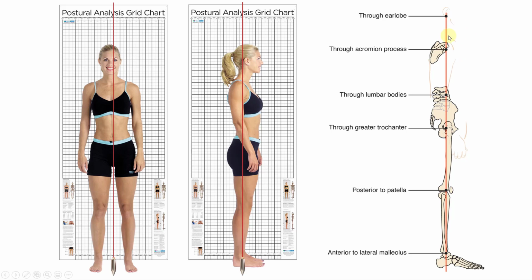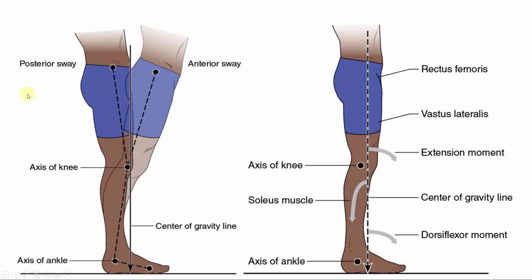And this is the ideal posture that you're looking for. This through the earlobe, through the acromion process, right through the lumbar bodies, right at the midpoint of the spine, the greater trochanter, and just anterior to the knee, or posterior to the patella, and anterior to the lateral malleoli. So this is what appropriate posture is. And why that is important to us is that when we look at your ability to stand upright, your muscles are not contracting the entire time to hold you up.